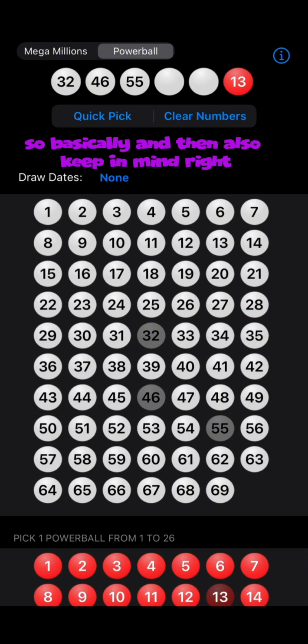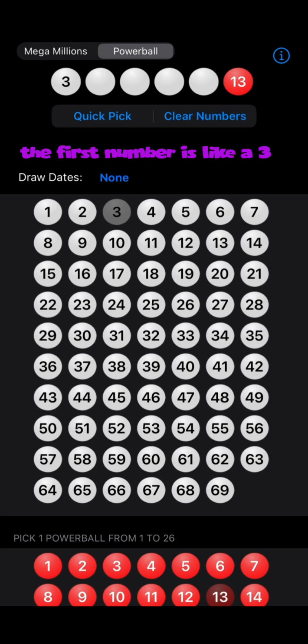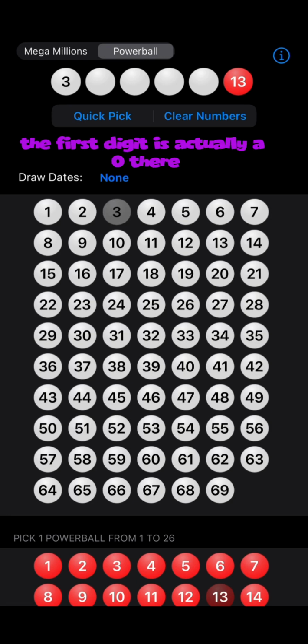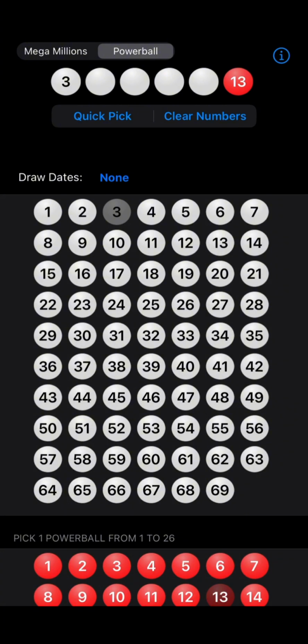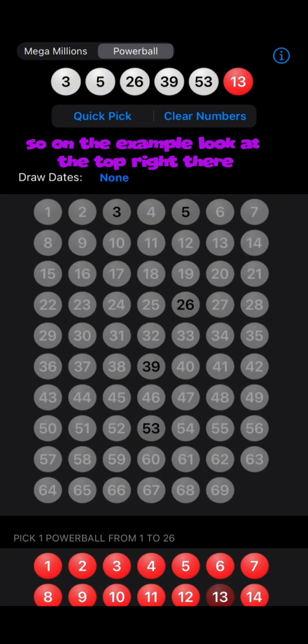Also keep in mind, say the first number is a 3. The first digit is actually a 0 there, because if it's a single digit number, you gotta go through this. So on the example, look at the top right there.